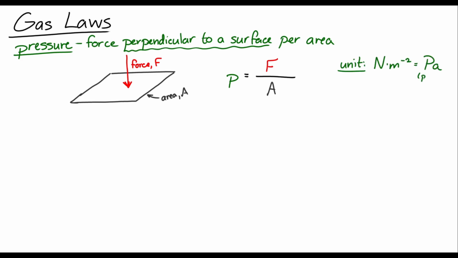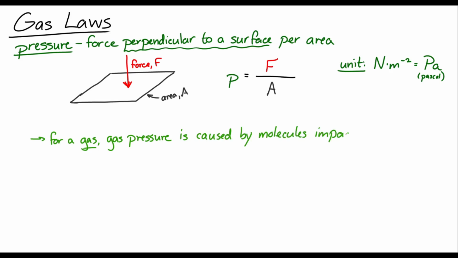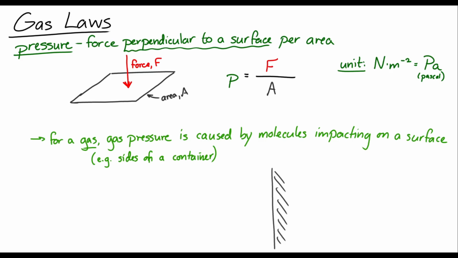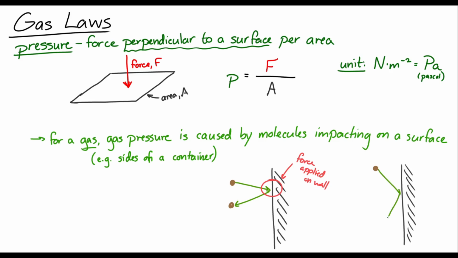This is also said to be a Pascal, Pa. And if we think about a gas, when we think about gas pressure, the reason why there is a gas pressure is because the molecules in the gas impact some surface, maybe the side of the container. So let's imagine one little molecule and it hits the side of the container. When it bounces off, it applies a force to the wall. And if we have many, many molecules, all impacting the side, some of them straight on, some of them more of a glancing blow, the total force that they all apply per area is the gas pressure.